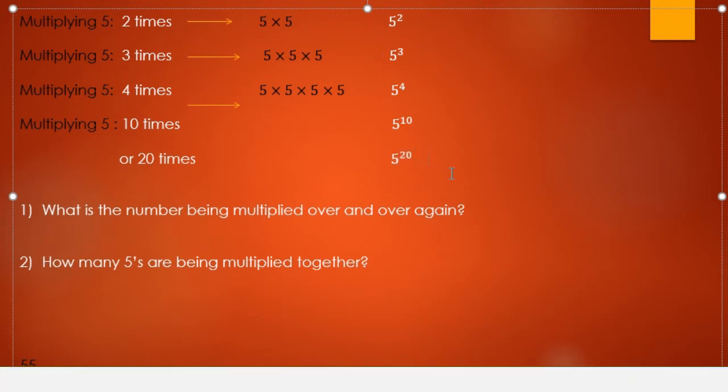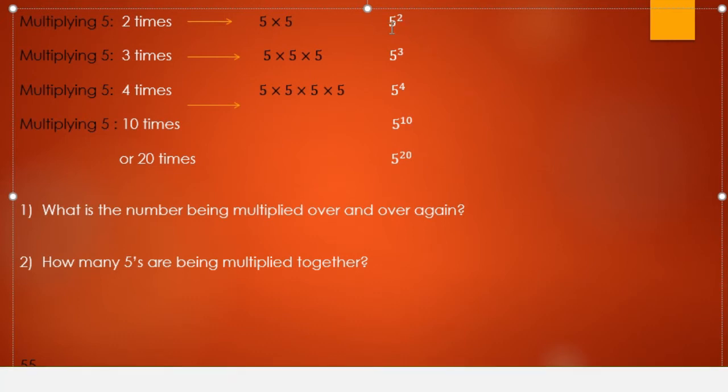So look at this writing here. It is very short. It expresses the multiplication of 5 by itself as many times as we want. Here, multiplying 5 by itself 2 times. Here 3 times. Here 4. Here 10. Here 20. So this is what we call its power.